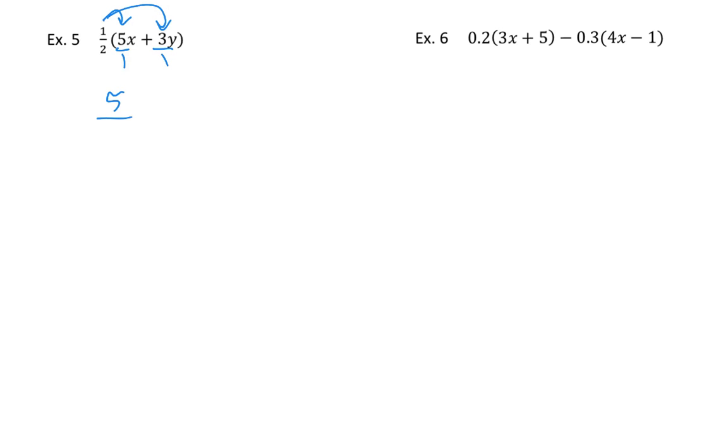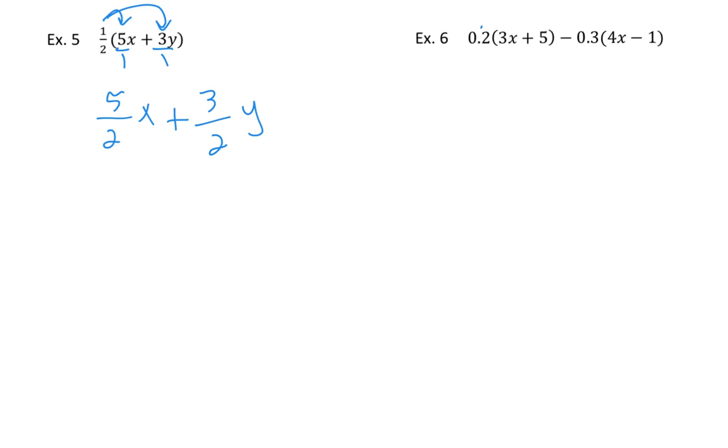So 1 times 5 is 5, 2 times 1 is 2, so that's 5/2 x. 1 times 3 is 3. 2 times 1 is 2. So 3/2 y. And I can't combine anything there. Obviously, you can use a calculator if you get stuck, if you have to multiply by a fraction.